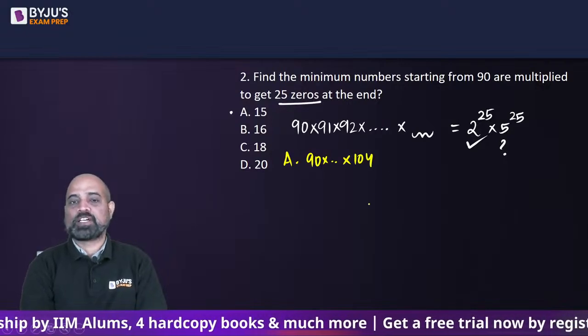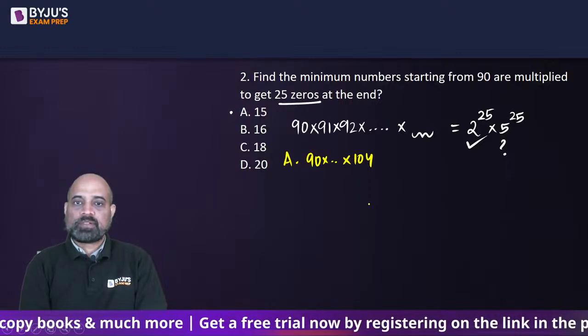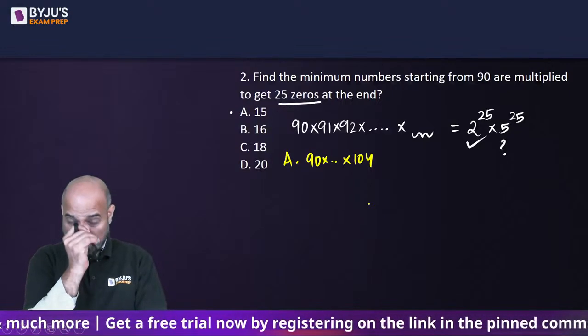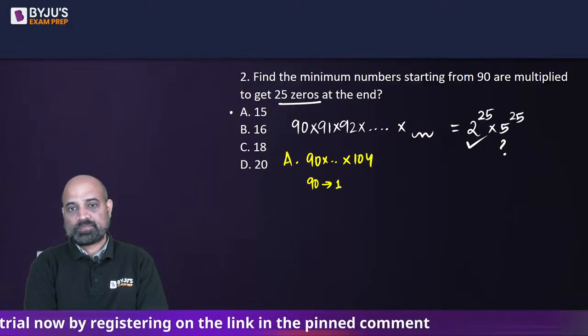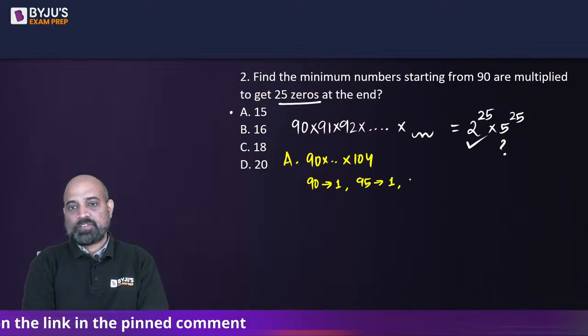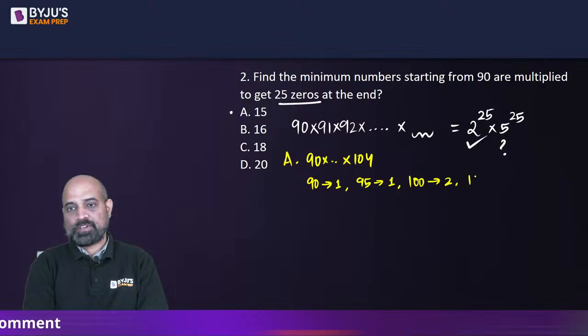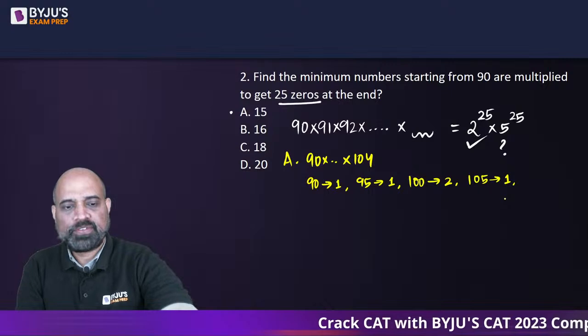How many fives are we going to have? In this case, we will have a 5 in 90. Then we will have one 5 in 95. Then we will have two 5s in 100. Then we will have one 5 in 105. And then, there is no 105, right?